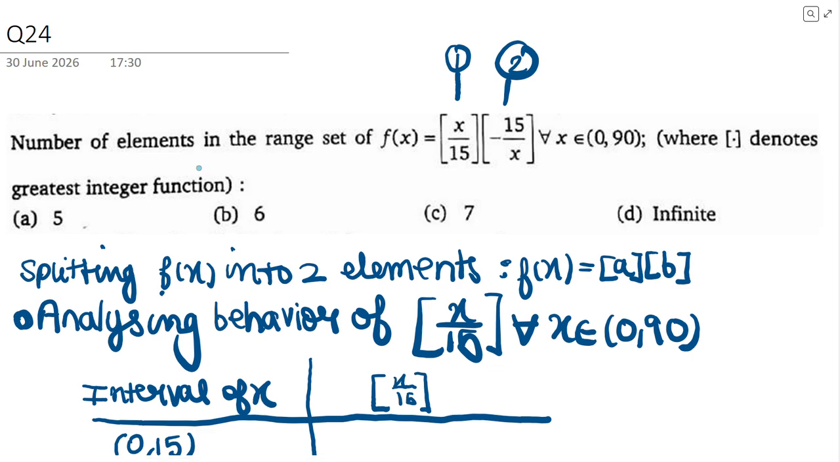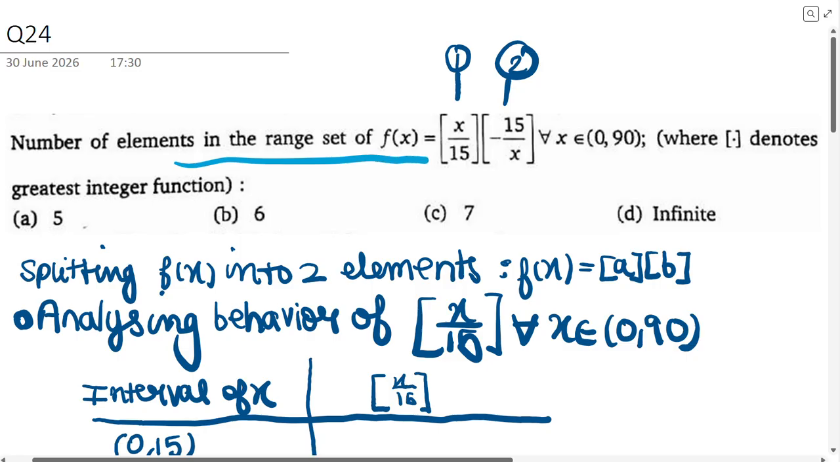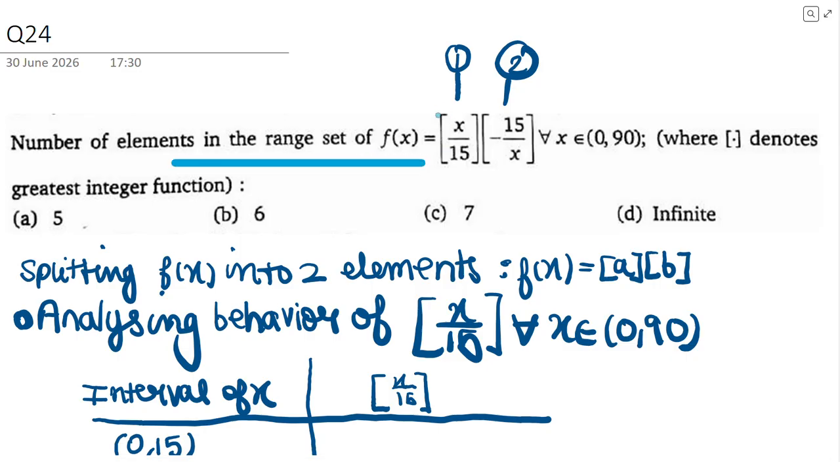So in this question, we are required to find the number of elements in the range set of function f(x), which is written as greatest integer of x by 15 times greatest integer of minus 15 upon x. And we are having some restrictions on the value of x. X belongs to the interval from 0 till 90, where both 0 and 90 are not included, right? So this is the greatest integer function.